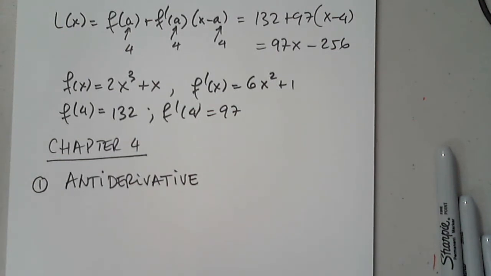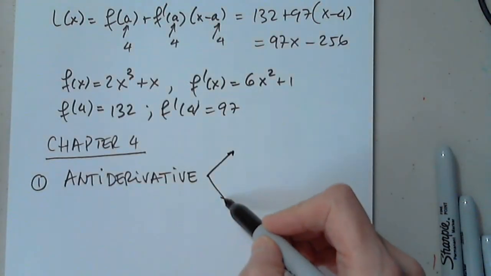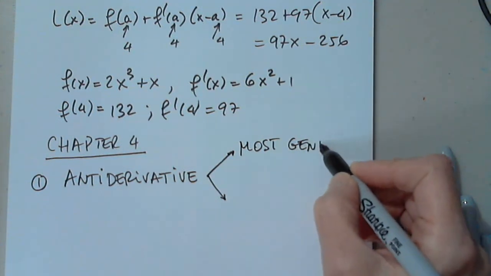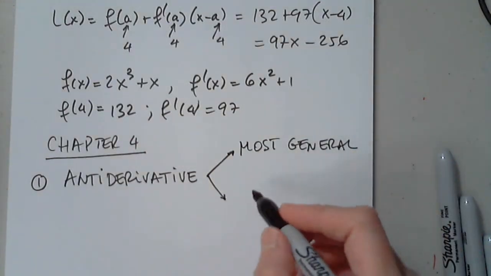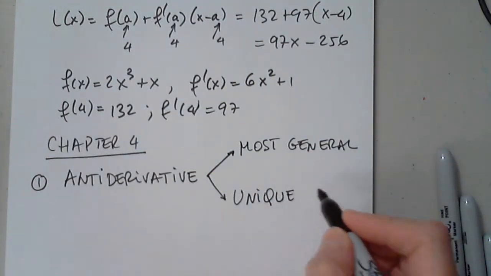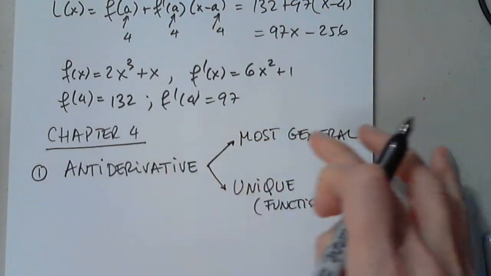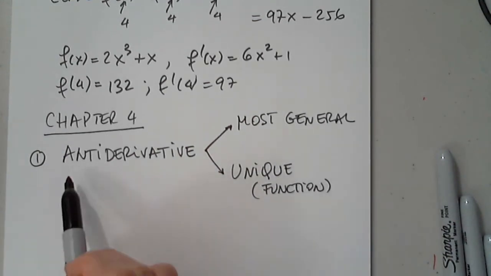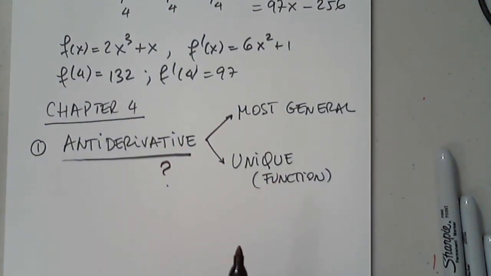An antiderivative, and I will explain in a moment what it means, can be really of 2 types. One called the most general antiderivative, and the other one, just one unique function. This one is the most general antiderivative, and this one is just one function, the antiderivative, one specific one. So first of all, what is this? So let's analyze and understand what this means.